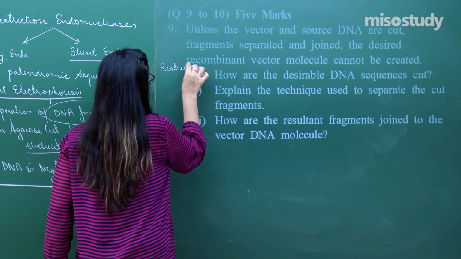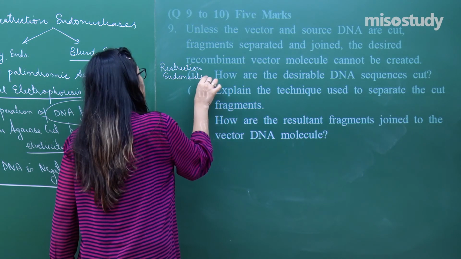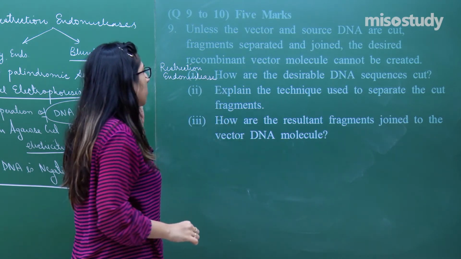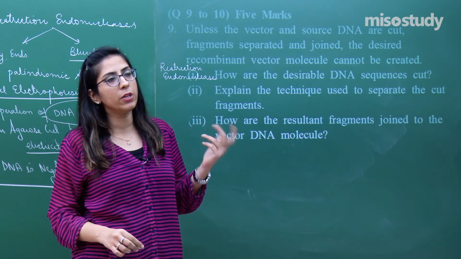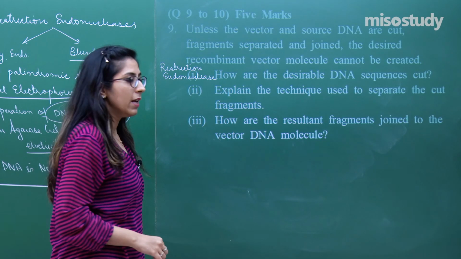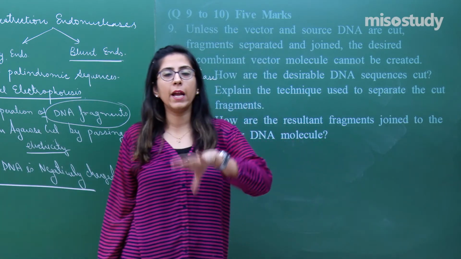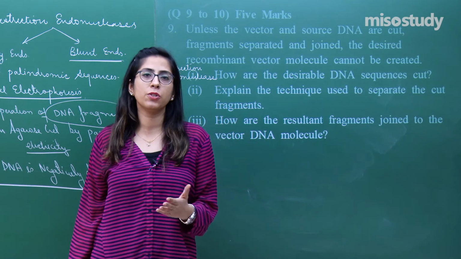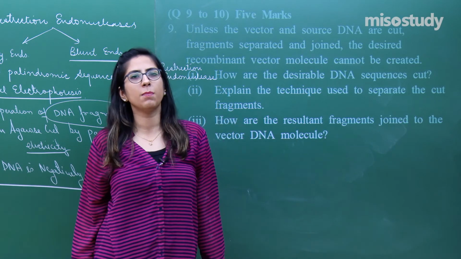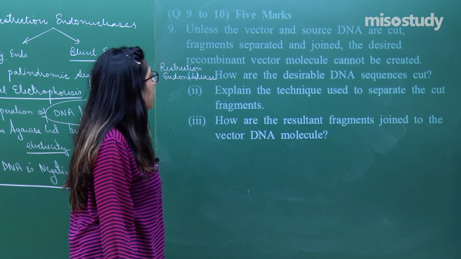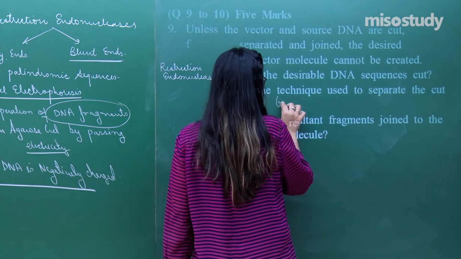Restriction endonucleases are also called molecular scissors, which cut at specific sequences, namely palindromic sequences. They produce either blunt ends or sticky ends. The same type of restriction enzyme will be used on the host DNA also, so that a complementary end is produced, because they recognize a specific sequence called a palindromic sequence. Explain the technique used to separate the cut fragments. We all know that it is gel electrophoresis.